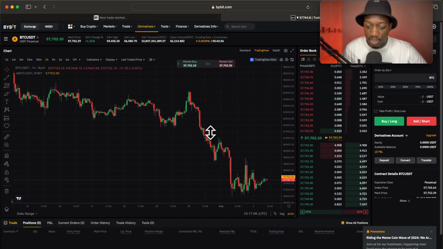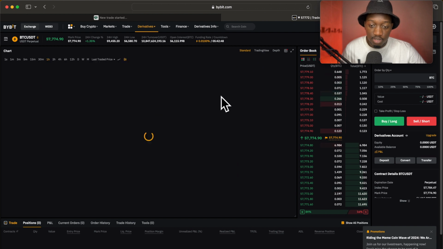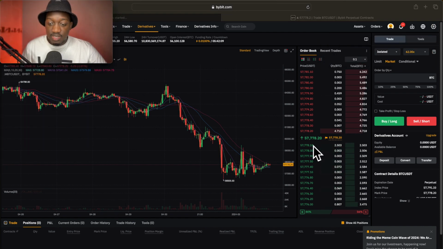Right here, this is the TradingView chart provided by TradingView, and you can also change this to the standard chart. This is the original chart from Bybit, you know what I mean? Basically, this is showing you the current price of the Bitcoin pair, because this is a Bitcoin pair right here. You can also choose any pair that you want. This is the current price, and you can see that Bitcoin is being traded at the price of 57,700.